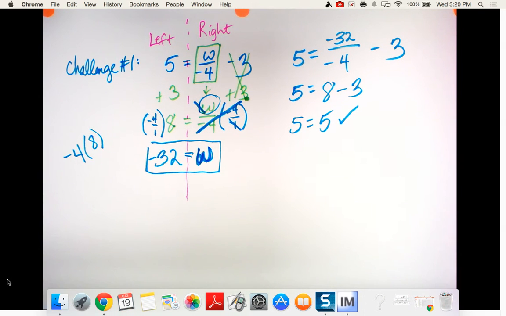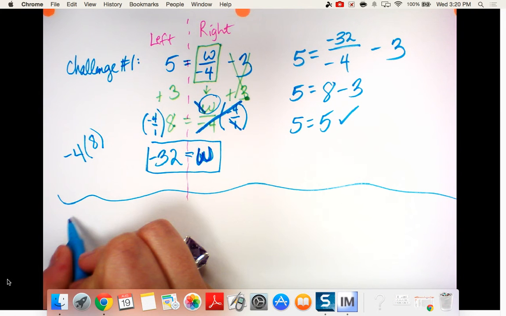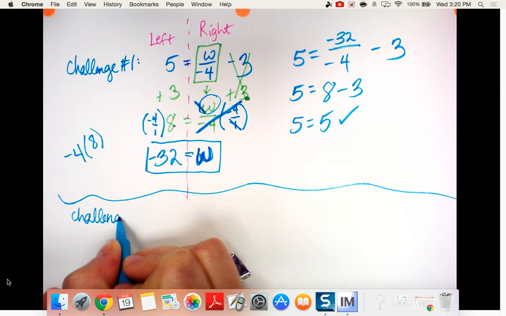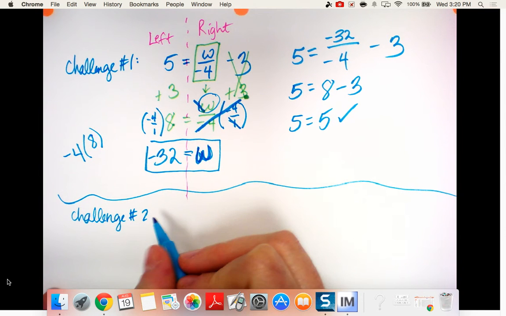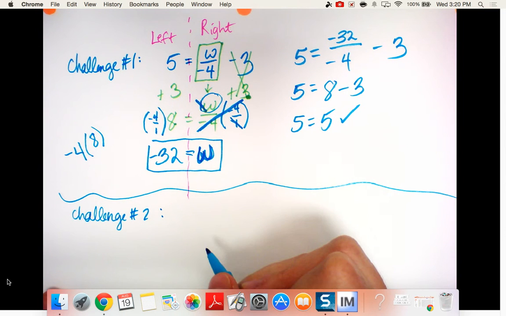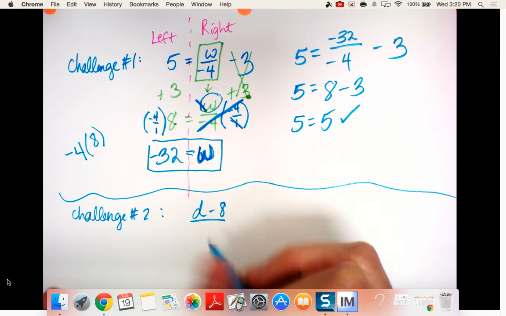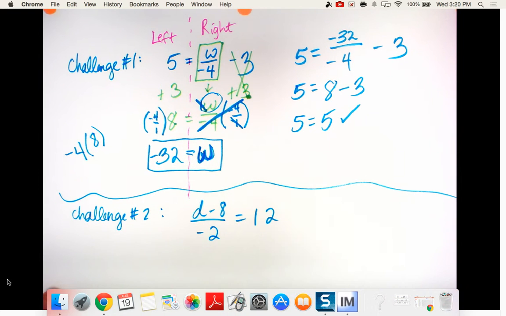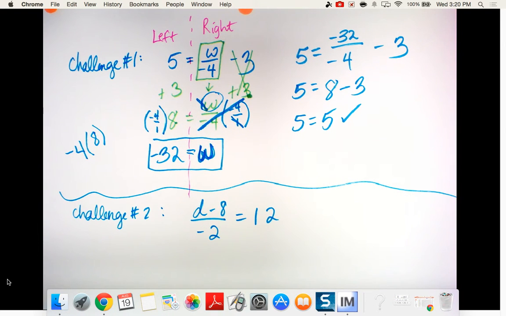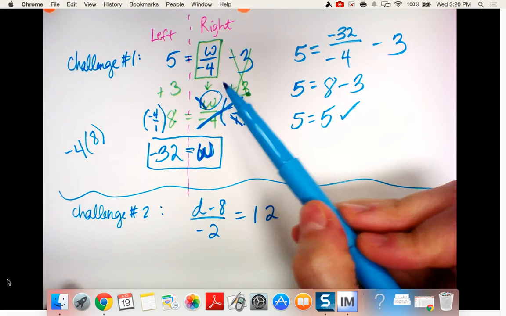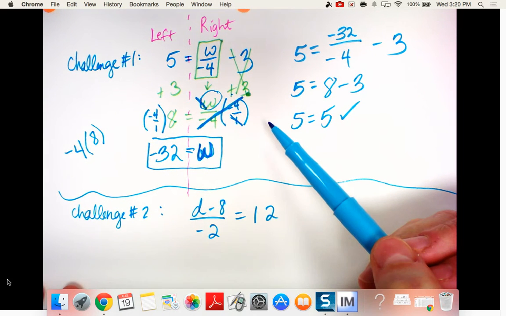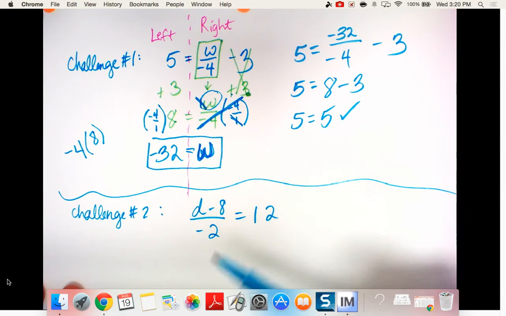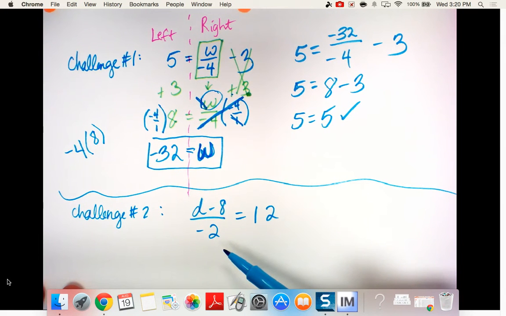Okay, now let's go to challenge 2. Challenge 2 is D minus 8, all divided by -2. That equals 12. So I tell my students that usually in a two-step equation, you will add or subtract first. Usually that will happen. This equation is the exception, okay?